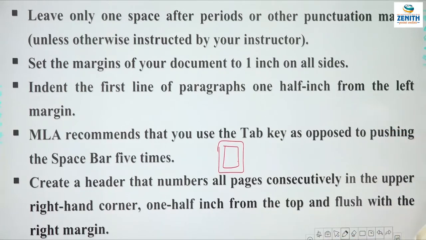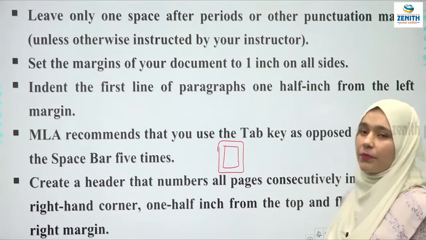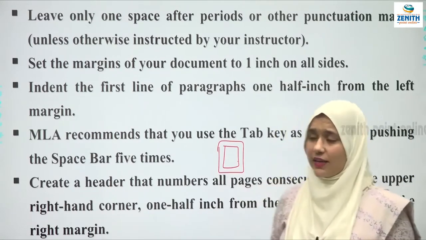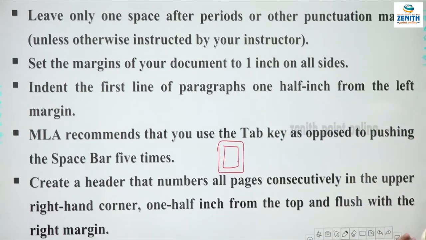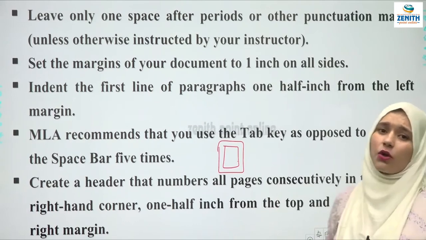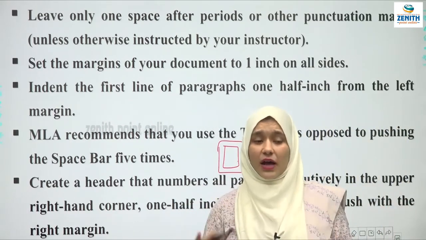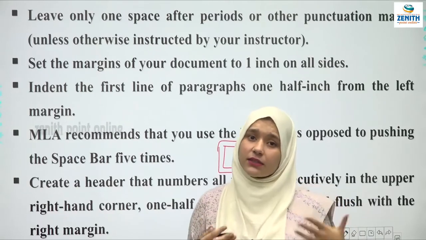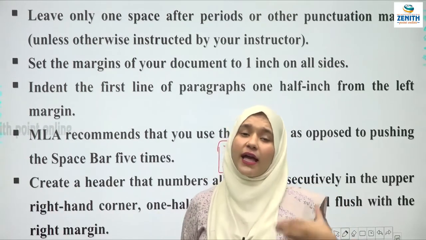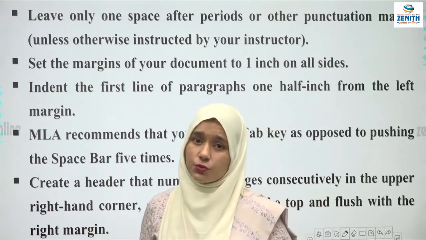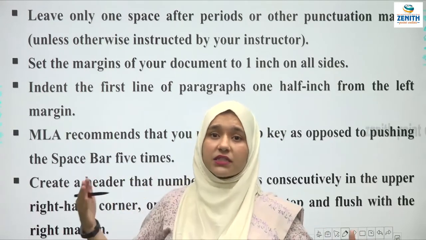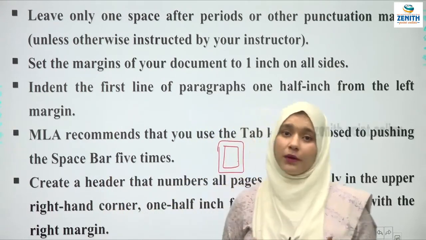Then indent the first line of the paragraph 1/2 inch from the margin. MLA recommends that you use the tab key as opposed to pushing the space bar 5 times. Now these are the specifications that MLA expects all researchers to have. Certain specifications you have to follow, and certain ones depend on the institution or the journal or the committee or your guide under which you are working.